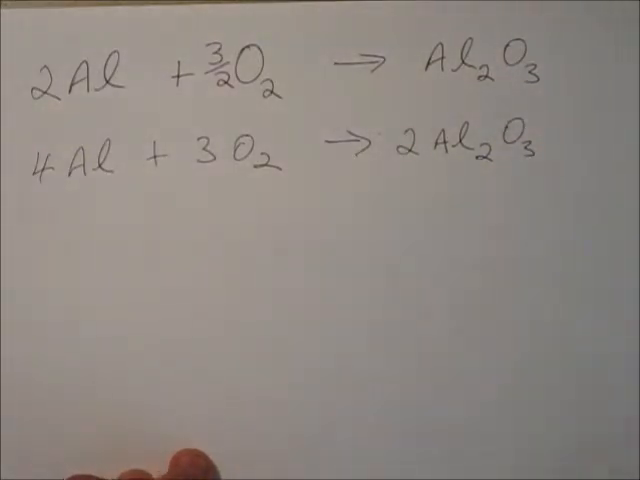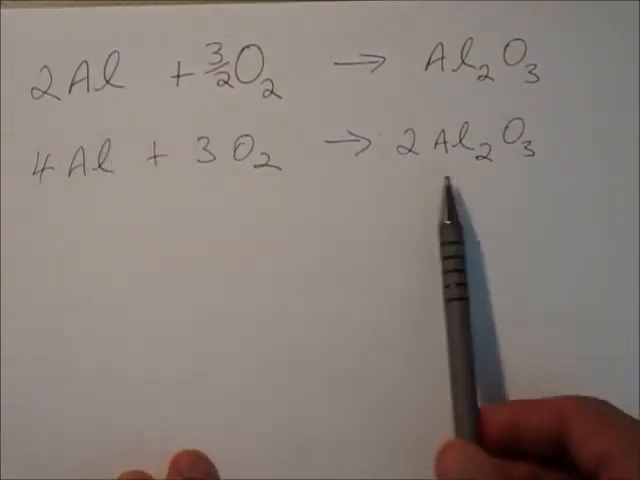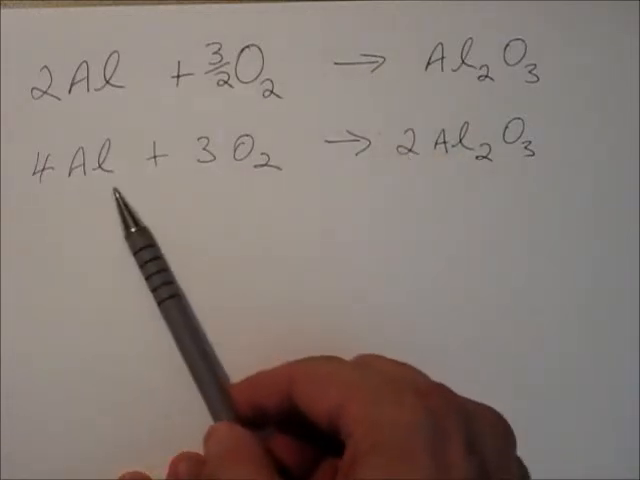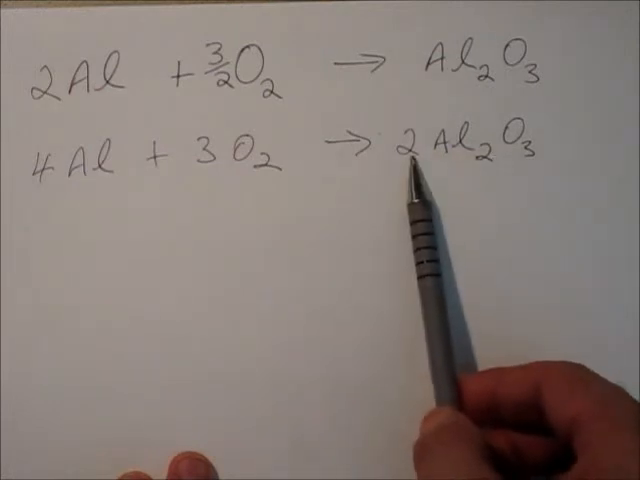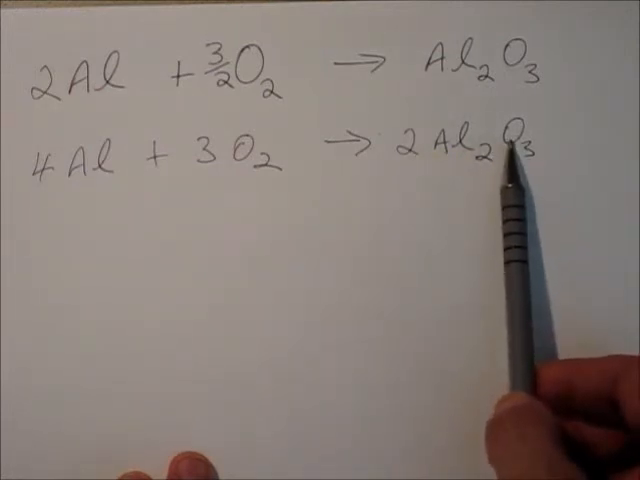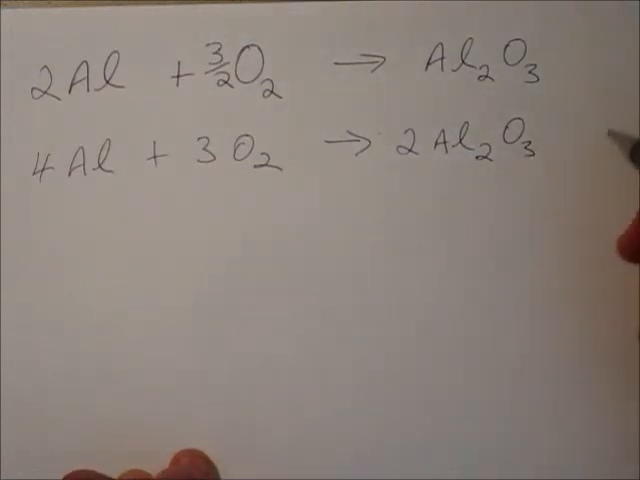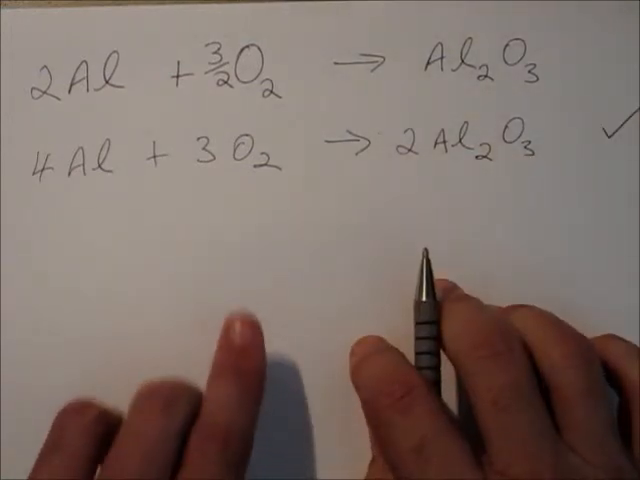Alright, did that work? Well, we've got to check. On this side I've got 4 aluminiums. On this side I've got 2 3's are 6 oxygens, and here I've got 3 2's are 6 oxygens. So again, the equation's balanced.